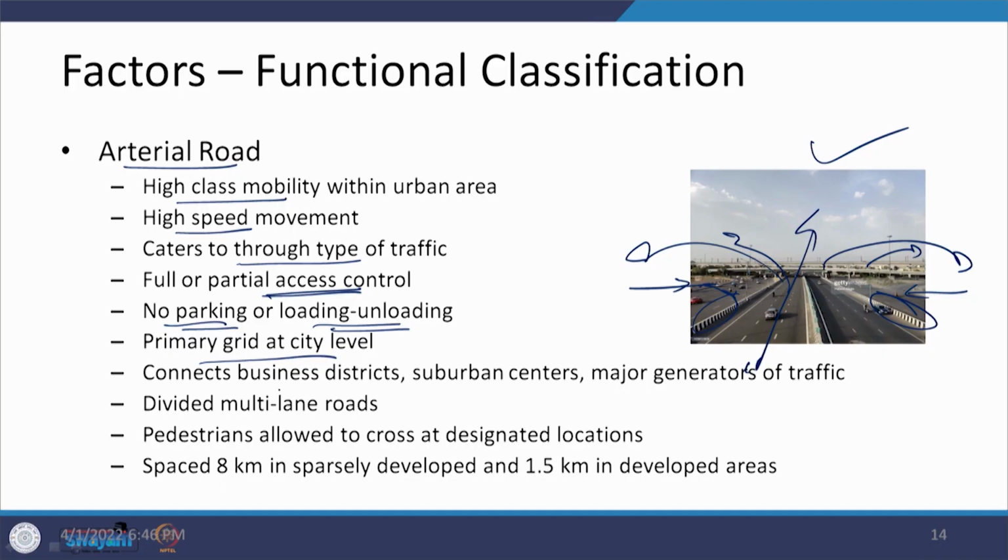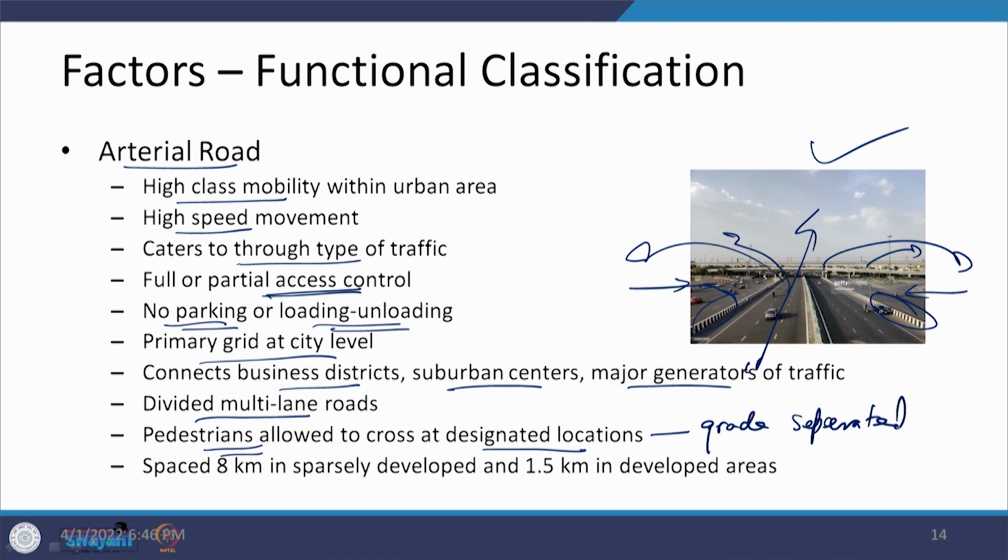They are the primary grid at the city level. They connect the business centers, suburban centers, and major generators of traffic within a city. Usually they are divided multi-lane roads. Pedestrians as such are not allowed to cross them. If they have to cross, they have to do it at designated locations, and you will find grade-separated facilities through which only the pedestrians should be crossing.